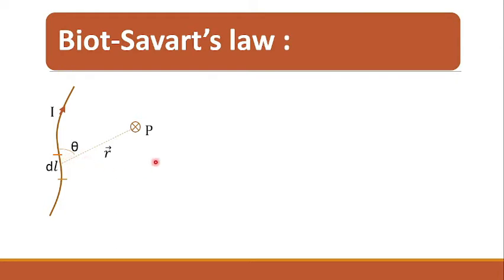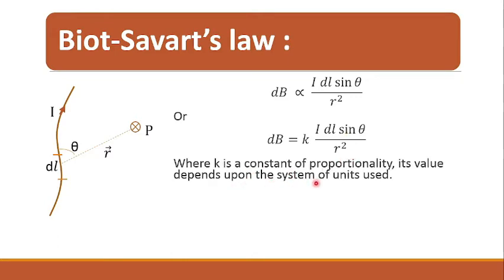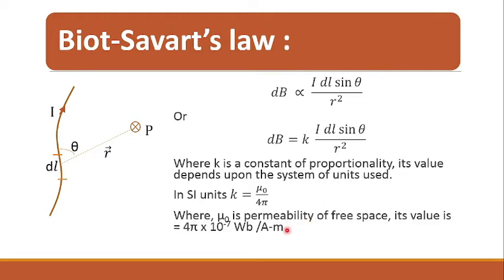According to the definition, dB, the magnetic induction at point P, is given by dB is proportional to I dl sin theta upon r square, or we can write dB is equal to k into I dl sin theta upon r square. Where k is a constant of proportionality, its value depends upon the system of units used. In SI units, k is equal to mu 0 upon 4 pi, where mu 0 is permeability of free space, its value is equal to 4 pi into 10 raised to minus 7 Weber per ampere meter.